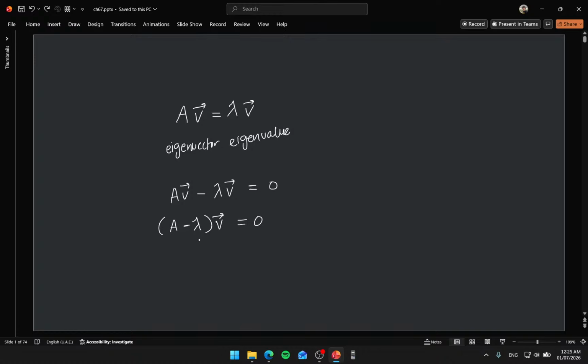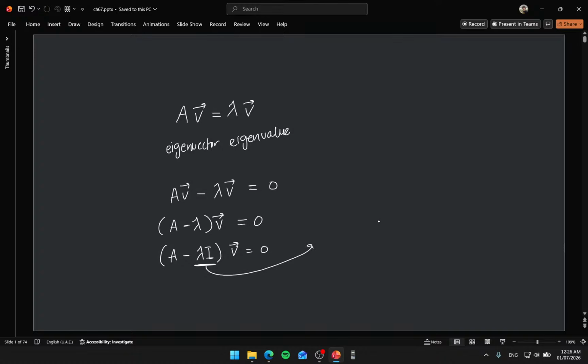Next, notice that lambda is a number, as we said before. So it's been deduced, or not deduced, like نقص من matrix A. So it's subtracted from matrix A. But we can't do subtraction between a matrix and a number. So to solve this issue, we can multiply this number by the identity matrix. So A minus lambda I times the eigenvector equals 0.